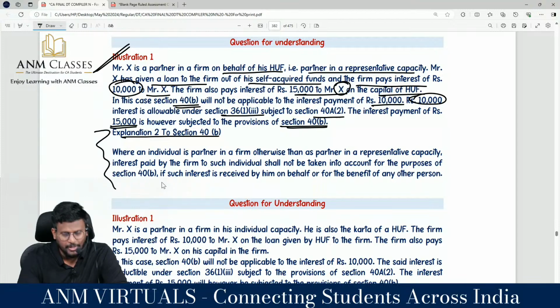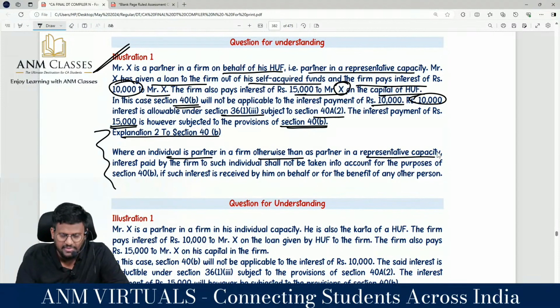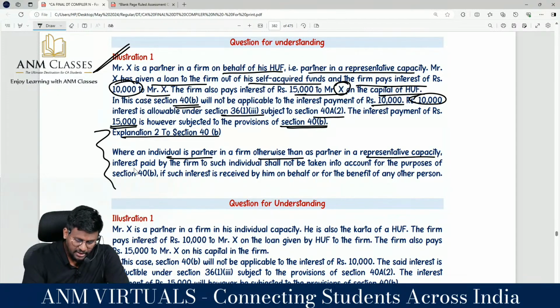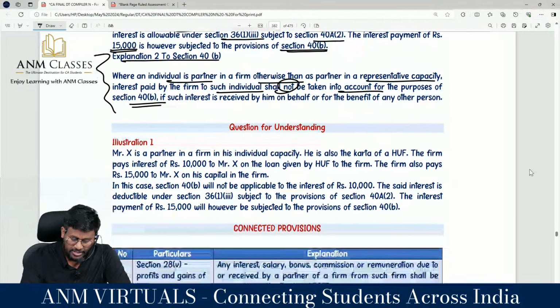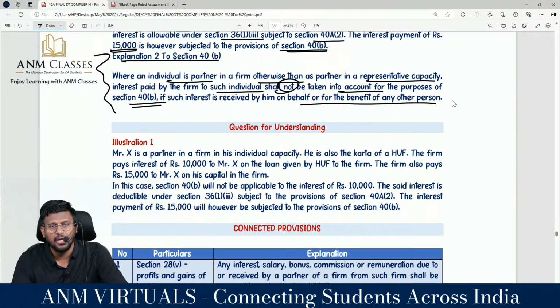I am moving into explanation number 2, the second leg of discussion. Where an individual is a partner in a firm otherwise than as a partner in a representative capacity. I am an individual, I am a partner in a firm not in representation capacity but in individual capacity. Interest paid by the firm to such individual shall not be taken into account for the purpose of section 40B if such interest is received by him on behalf of, or for the benefit of, any other person.